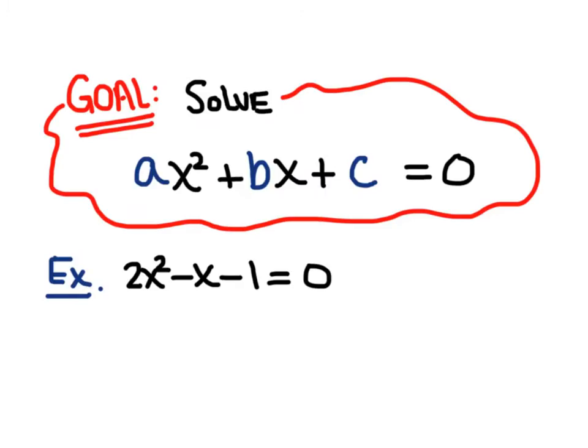So let's talk about what our goal is. Our goal is to solve the quadratic equation. This is the general quadratic equation, ax squared plus bx plus c. A, b, and c are thought to be constants, so we can change what these are. And just as an example here, let's look at this quadratic equation, 2x squared minus x minus 1.